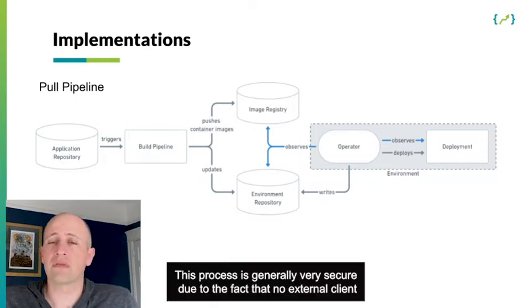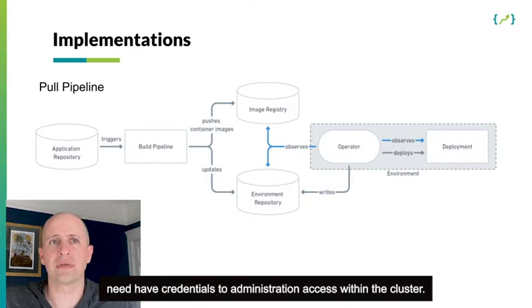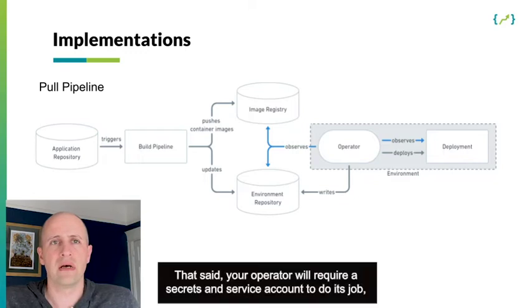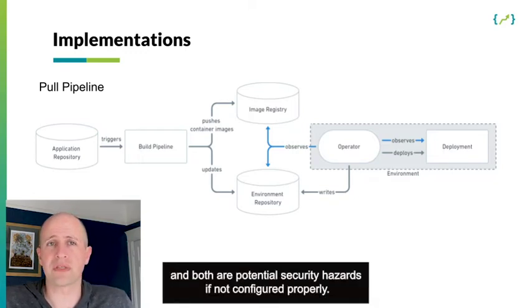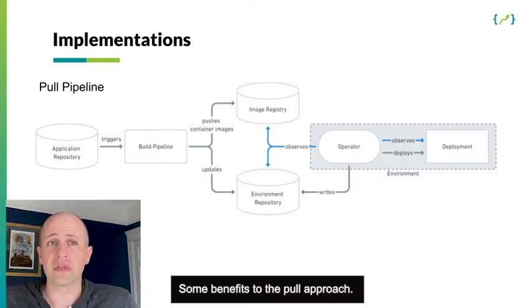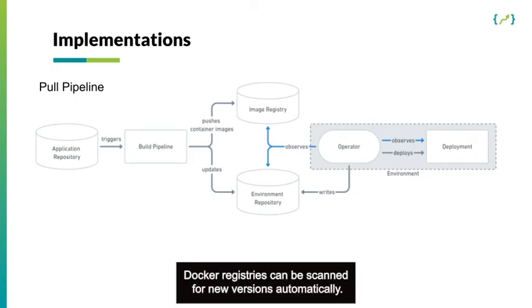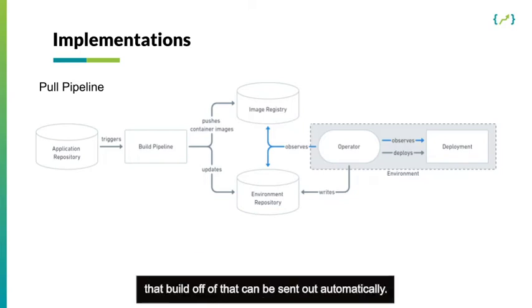This process is generally very secure due to the fact that no external client need have credentials to administer access within the cluster. That said, your operator will require secrets and service accounts to do its job, and both are potential security hazards if not configured properly. Some benefits to the pull approach. Docker registries can be scanned for new versions automatically, and if a new image is pushed, then the application deployments that build off of that can be sent out automatically.